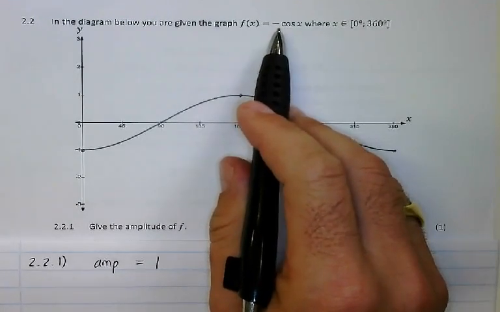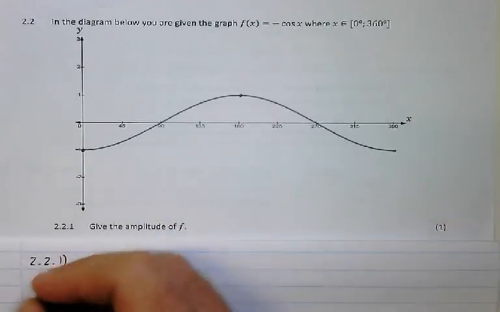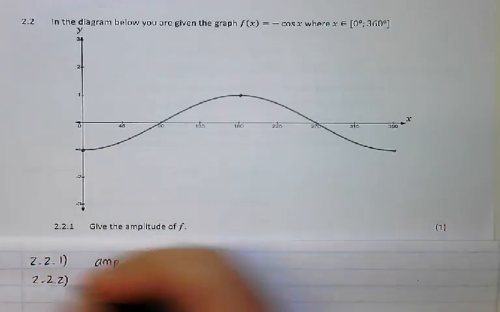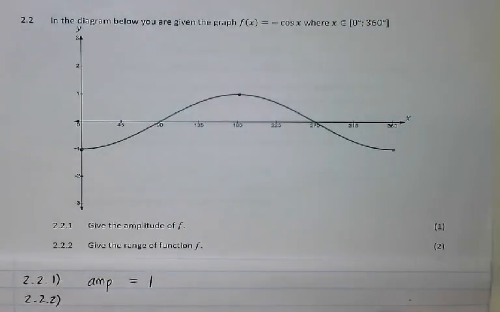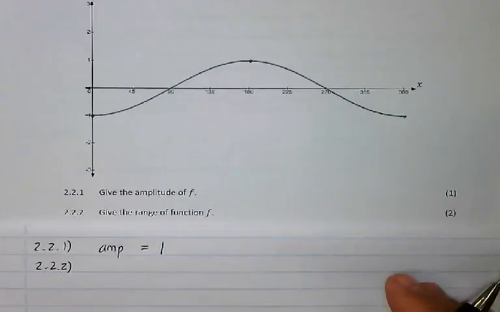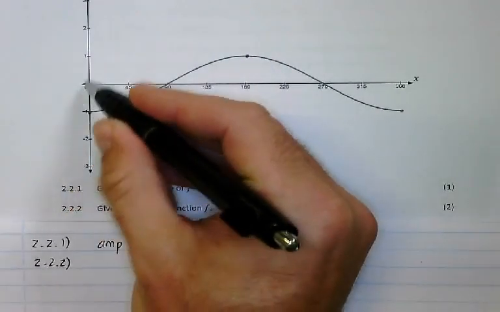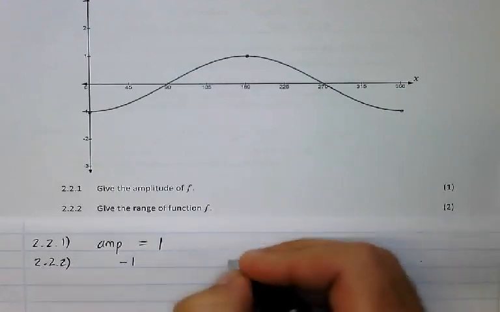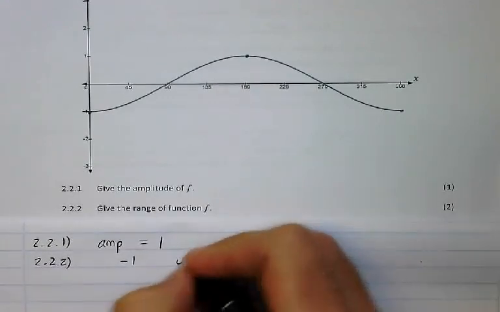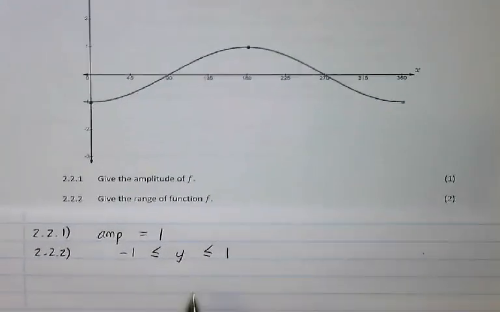Right, 2.2.2 asks us to give the range of this function. The range, once again, refers to the y values. From negative 1 up to 1 are the values that the range is reaching. Negative 1 up to 1, y in the middle of our inequality, and we can put our inequalities with equals lines because it can get to negative 1 and it can get to positive 1. Happy?